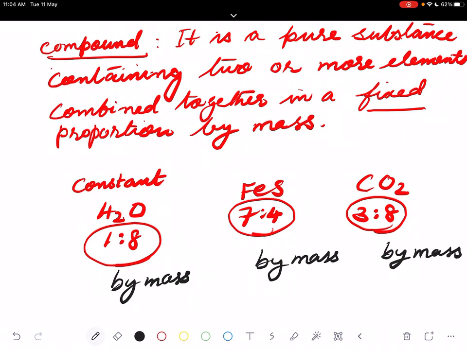That's about the compound. Compound shows entirely different properties as compared to the properties of the constituent elements. What are the constituent elements in iron sulfide? Iron and sulfur. What are the constituent elements from which carbon dioxide is made? Carbon and oxygen. What are the constituent elements from which water is made? Hydrogen and oxygen. So the new substance has got entirely different properties as compared to the constituent elements.